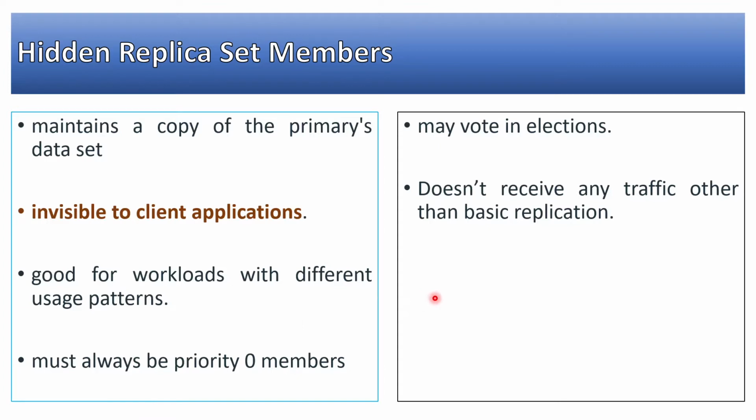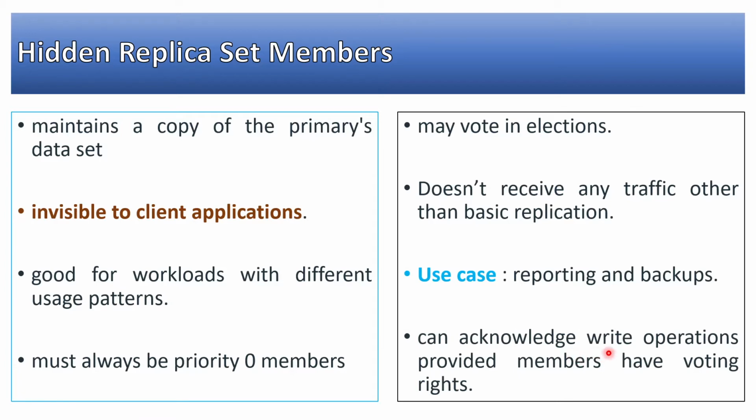Then you might be wondering why we need these hidden replica set members. This is the use case: reporting and backup, right? In reporting and backups, we may not need the live data. We can assume that if the data is 1 hour old or 1 day old, that should be fine for reporting. And for backup, in case we lose the data or the primary goes down, we have some copy of the data in some hidden replica set members. This can also acknowledge write operations, provided again these have voting rights.